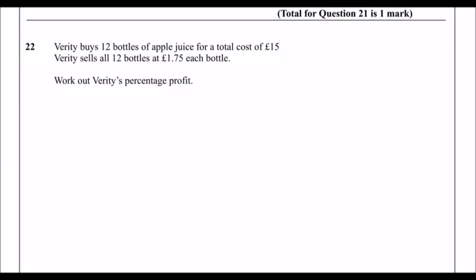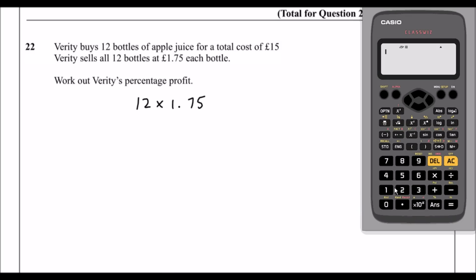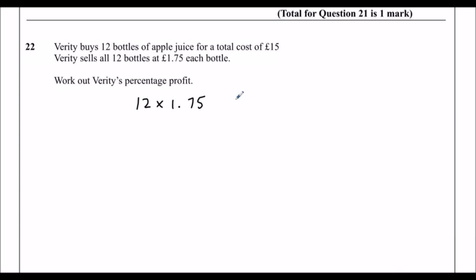Question 22. Verity buys 12 bottles of apple juice for a total cost of £15. Verity sells all 12 bottles at £1.75 for each bottle. Work out Verity's percentage profit. So 12 bottles for £1.75 each is £21. So her profit is 21 take away 15, which is £6. That's her profit.